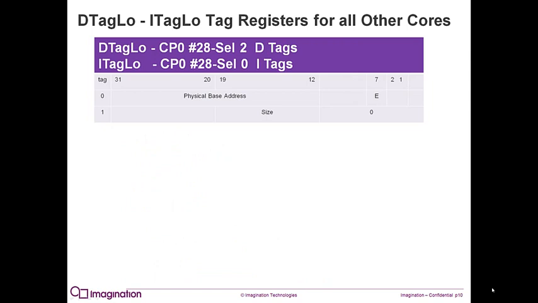Here are the instructions for all other cores. The cache instruction will use the dtag-low register for data tags and the itag-low register for instruction tags. The scratchpad RAM data tag registers are read or written using the CP0 dtag-low register, and the scratchpad instruction tag registers are read or written using the CP0 itag-low register. Each scratchpad block contains 2 tag registers.